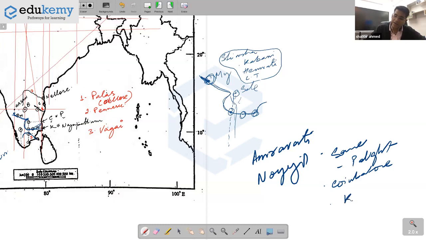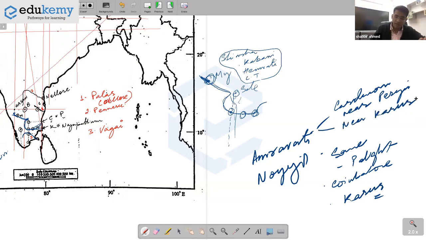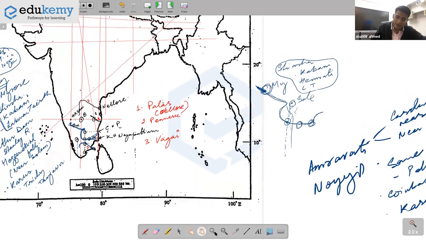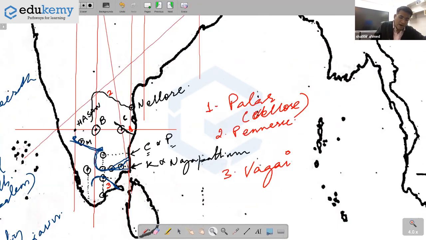Joins the main Kaveri near Karur. Amravati ka source hai Cardamom Hills from near, again, Periyar Lake, and this joins the main Kaveri near Karur. Okay, so if you have this diagram with you, now look at this diagram. So Coimbatore to mark kar liya aapne, above Trivandrum mark kiya hai. Remember, this is where you have marked Coimbatore.